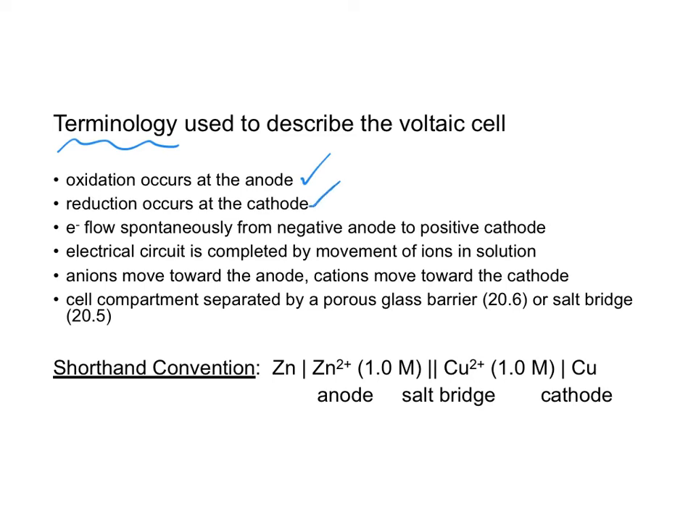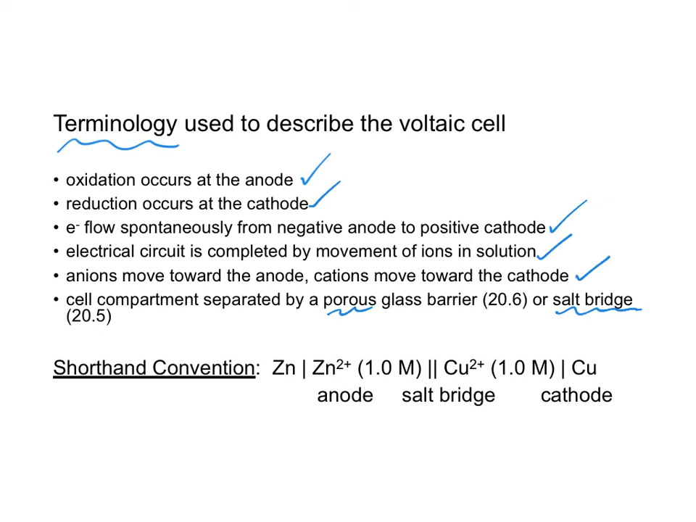Reduction occurs at the cathode. Electrons spontaneously flow from the negative anode to the positive cathode. That's because the delta G is negative, and you will soon learn that the E of the cell is positive. All right? The electrical circuit is completed by ions that are moving in solution, and the anions move towards the anode, and the cations move towards the cathode. So the cell compartment needs to be separated by a porous barrier or a salt bridge. I'd say a pretty easy thing to deal with.